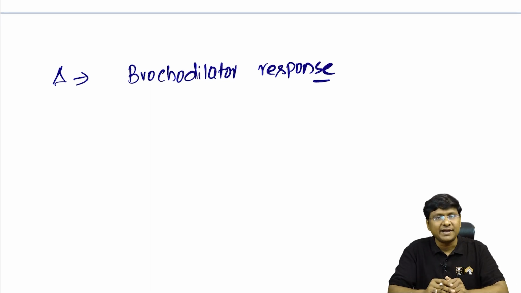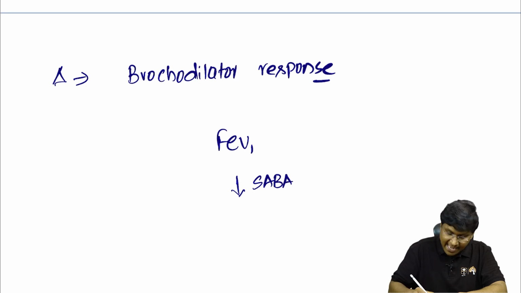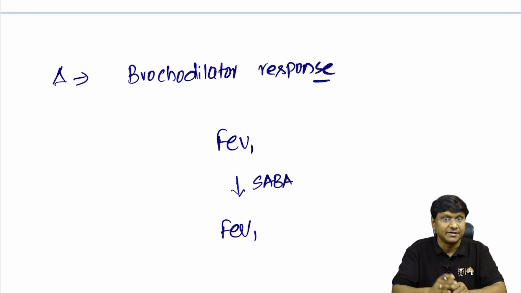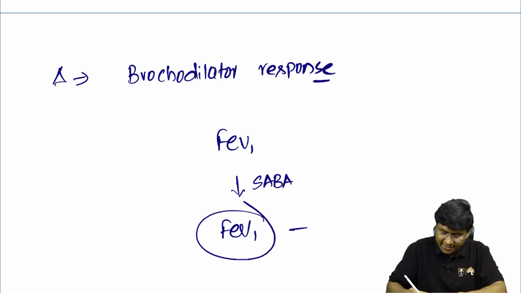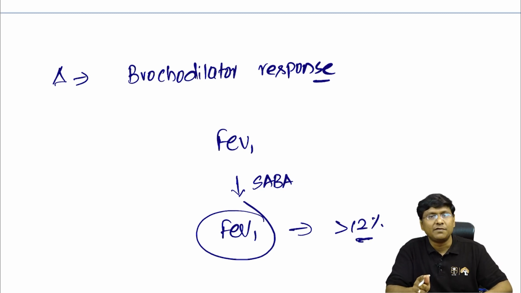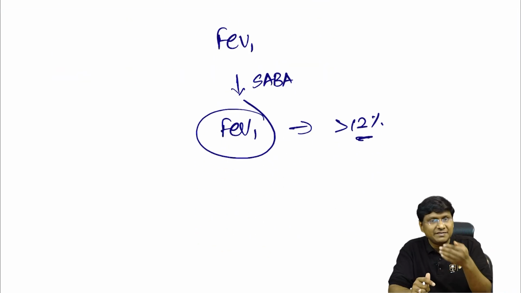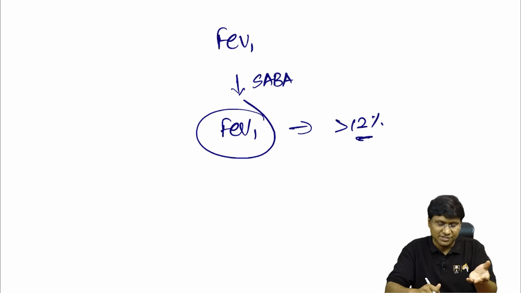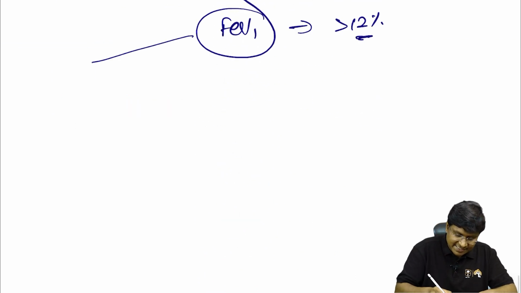In the bronchodilator response test, you need to check the baseline FEV1, right? After estimating the baseline FEV1, you give the short acting beta 2 agonist, and again you check the FEV1. If the FEV1 increases by more than 12%, that tells there is presence of reversibility. So based on reversibility testing by your bronchodilator response test, you will be able to diagnose asthma.